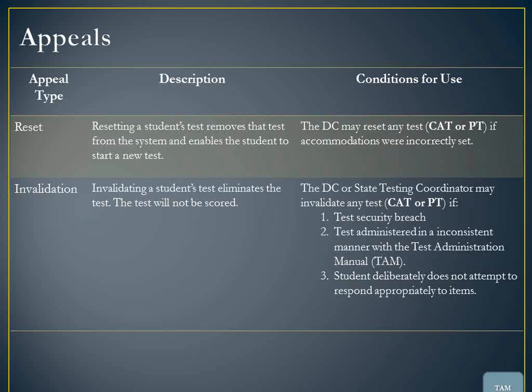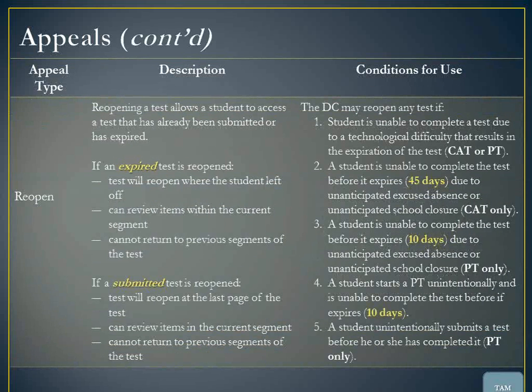Then we have invalidation. With this, we will actually invalidate a student's test, so it eliminates the test and the test will not be scored. Once again, rule of thumb, we would like students to have the benefit of the doubt, but depending on the circumstance, we will work with you to see whether that's grounds for invalidating a student's test.